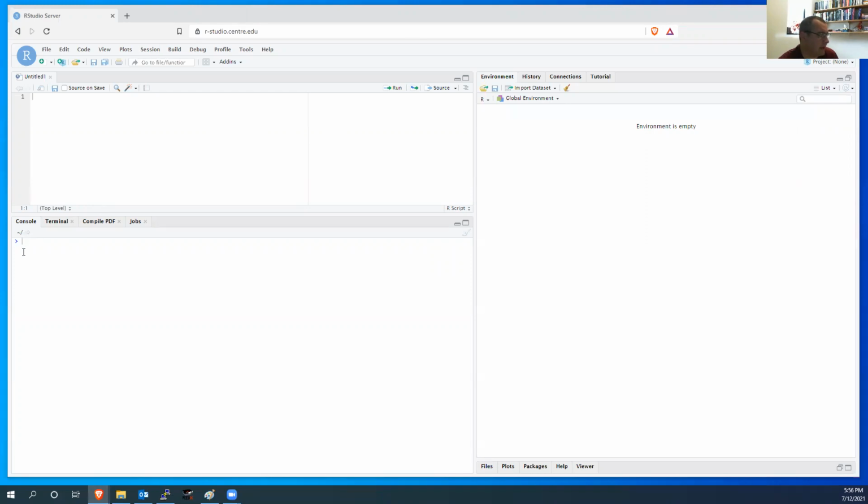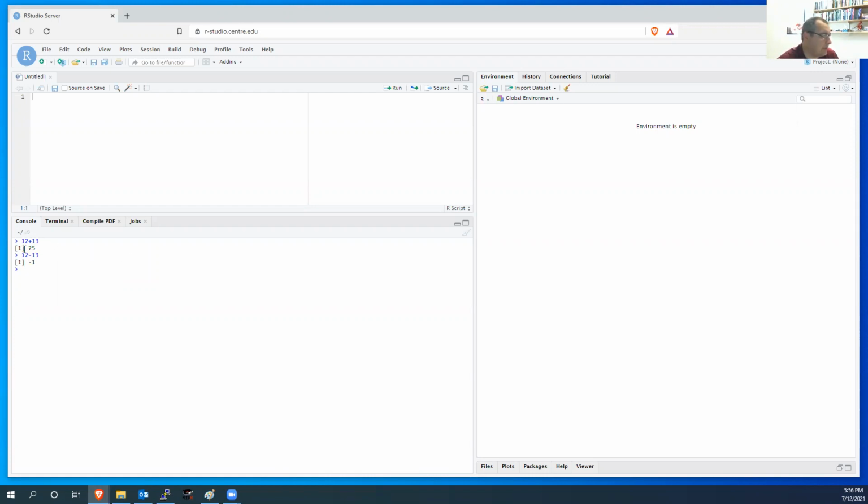So the console allows you to enter commands and have those run in RStudio just like how it would be done on your calculator. So for example, you could do 12 plus 13. You can hit enter, and that's going to give you the number 25. So 12 plus 13 is 25. 12 minus 13 is -1.